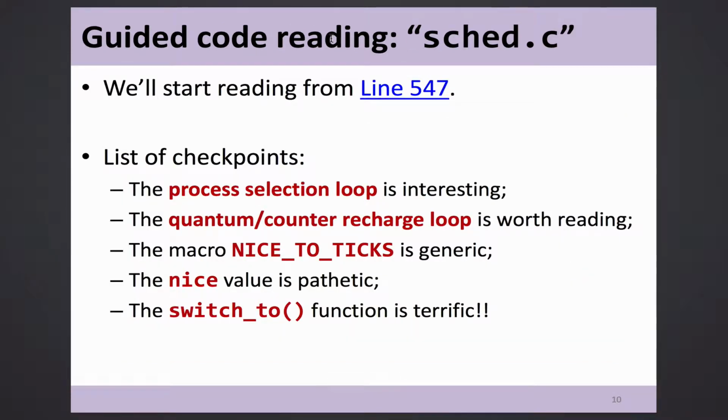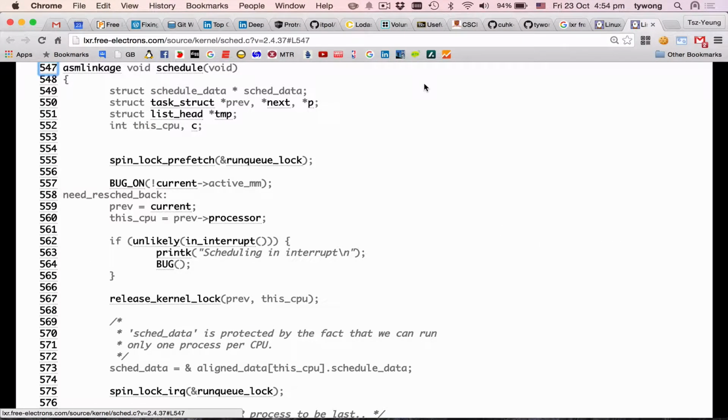And we will start reading from this line. So what is this line? Let's click on it. Okay, so this is again a Free Electrons page. Line 547 is the start of the scheduler. The scheduler code starts here.